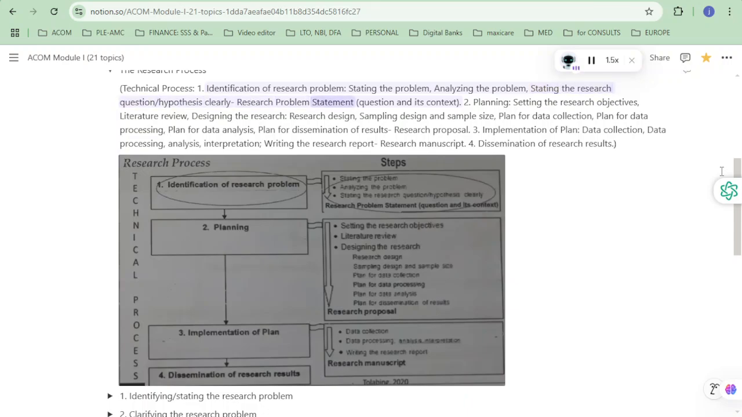Research problem statement, question and its context. 2. Planning: setting the research objectives, literature review, designing the research, research design, sampling design and sample size, plan for data collection, plan for data processing, plan for data analysis, plan for dissemination of results. Research proposal. 3. Implementation of plan: data collection, data processing, analysis, interpretation, writing the research report, research manuscript. 4. Dissemination of research results.